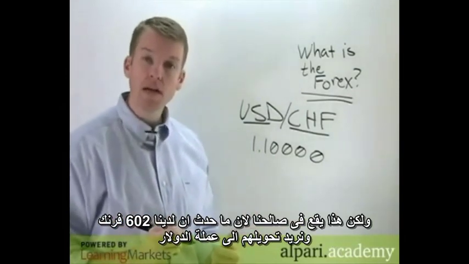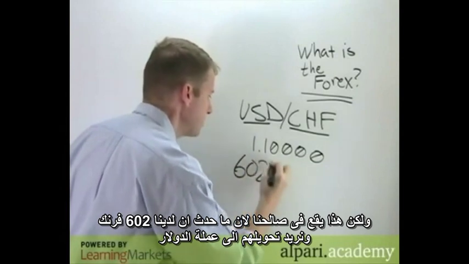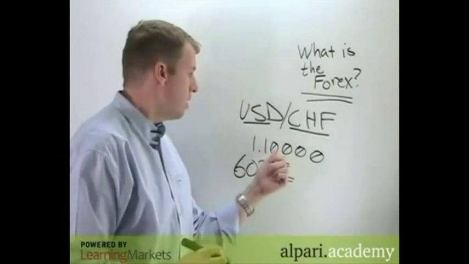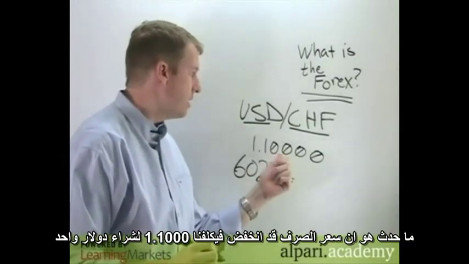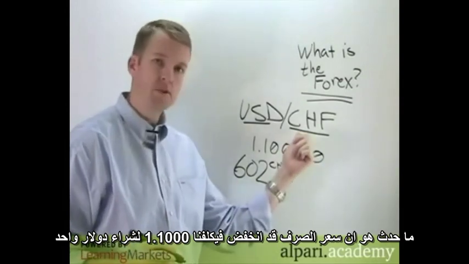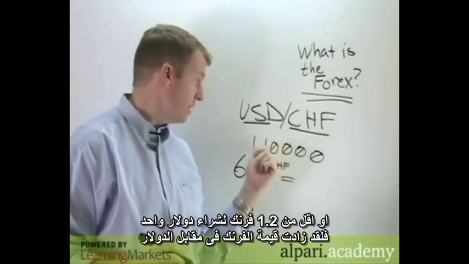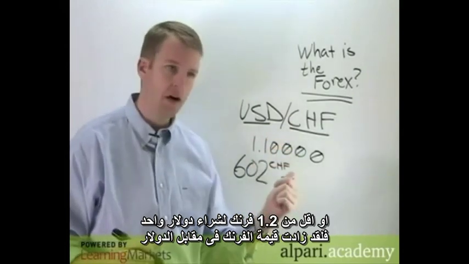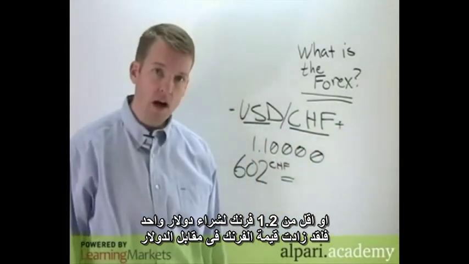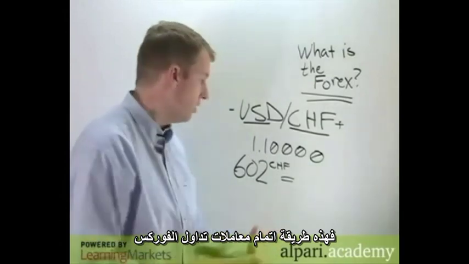But this actually worked out in our favor, because what's really happening here is that we have our 602 francs and we're going to convert them into dollars. But what's happened here is that now it costs fewer francs. The exchange rate has dropped, so now it only costs 1.1 francs to buy a dollar, where it used to be a little better than 1.2 francs to buy a dollar. So the franc has actually increased in value versus the dollar. So this is the way that a Forex transaction works.